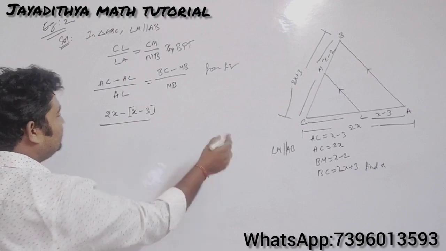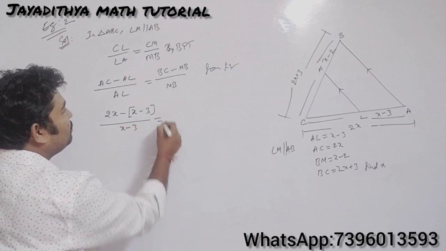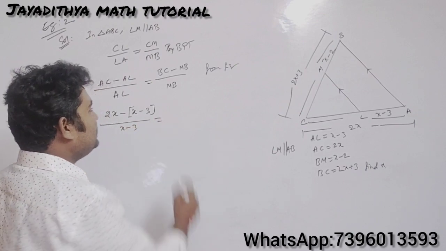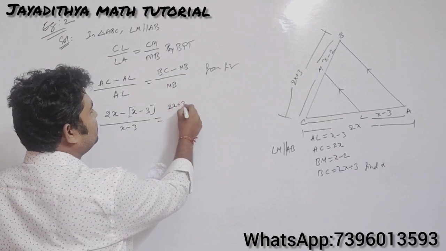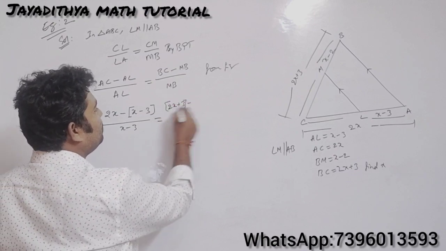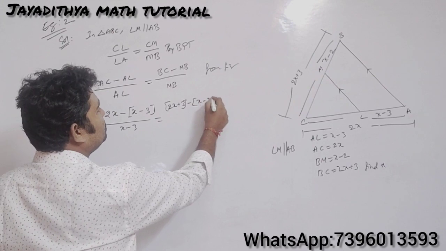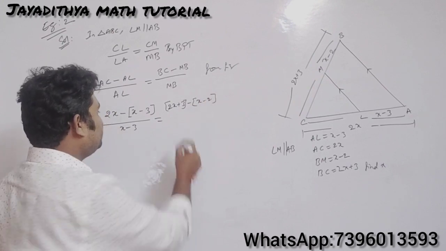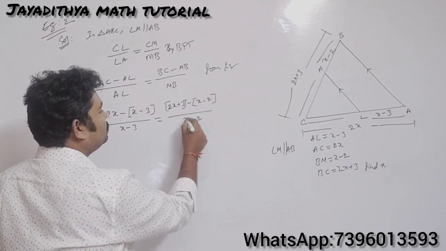And what is AL here? AL is nothing but x minus 3, which is equal to BC. What is BC here? That is 2x plus 3, and again you have minus, put a bracket, and it will be x minus 2 now. MB is equal to x minus 2 by x minus 2, you write here.